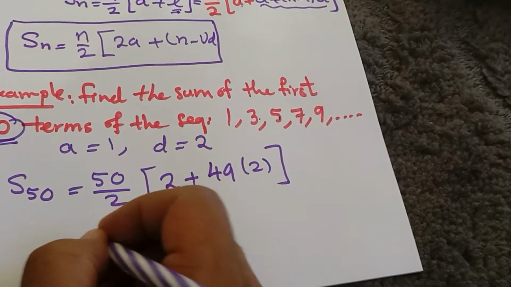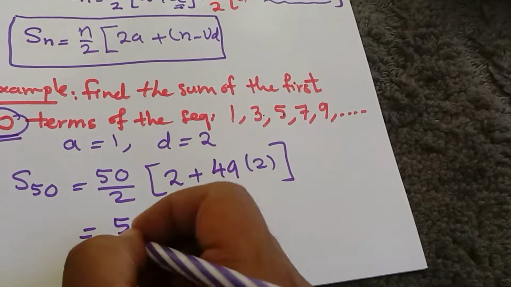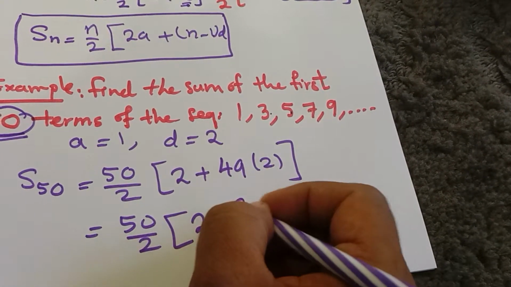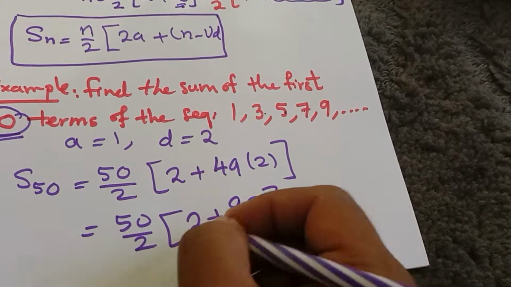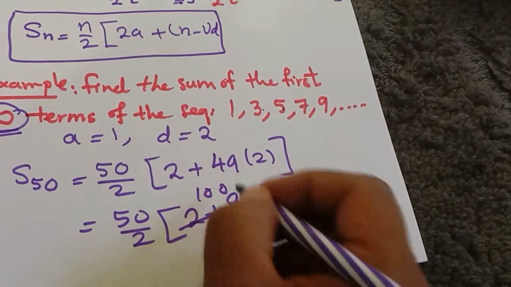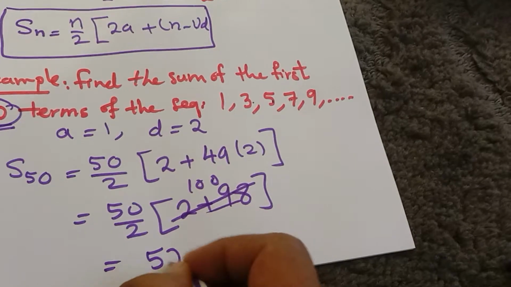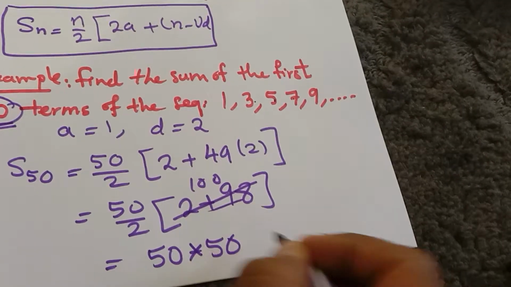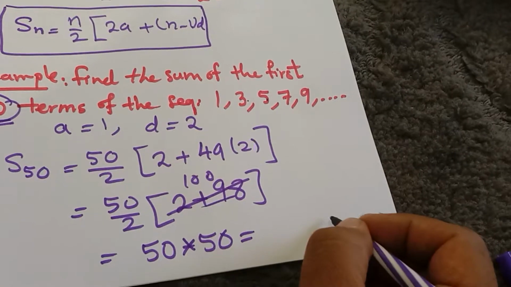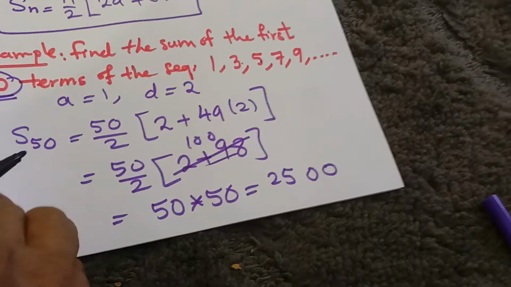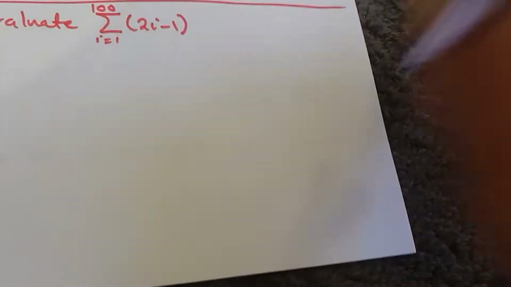Now that is just 50 over 2, times 2 plus 98, and that's 100. So 100 over 2 is just 50. So that's 50 times 50. You can write it as 50 squared, or just put 2 zeros and 5 times 5, which gives 2,500. Okay, here is another question.